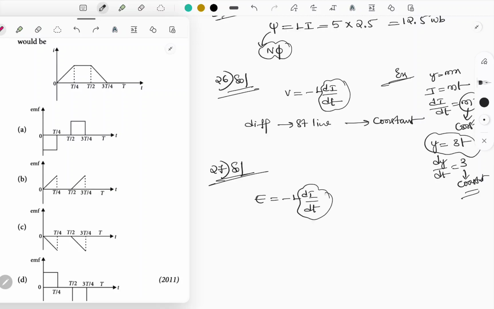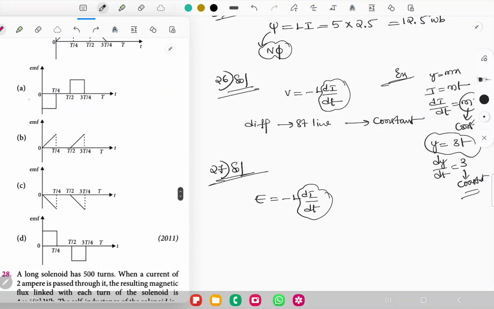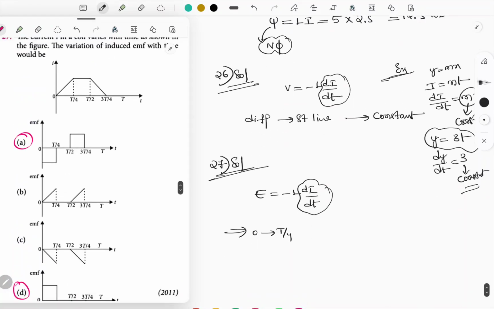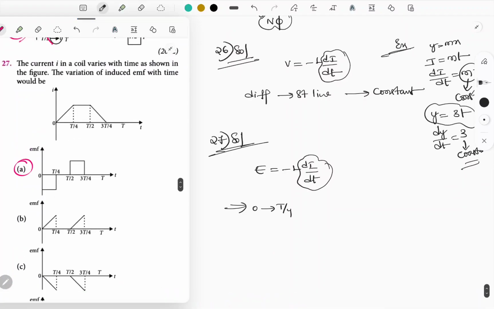So if you differentiate a straight line, you are going to get a constant. We have two possibilities, option A and option B. Whichever option follows this rule is the answer. Let's say from 0 to T/4, is the slope positive or negative? From 0 to T/4, slope is nothing but di/dt, which is positive. If slope is positive, E is going to be negative. One thing I know is that E is going to be a constant value.